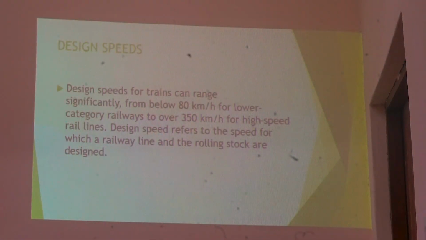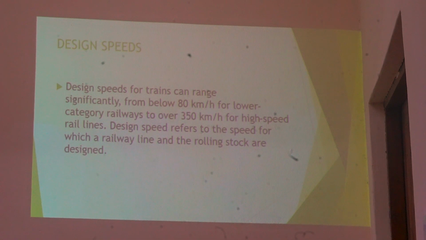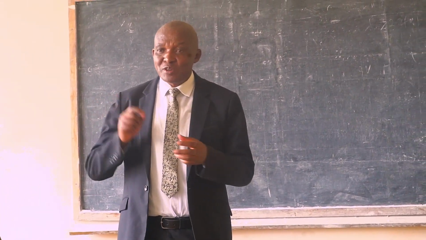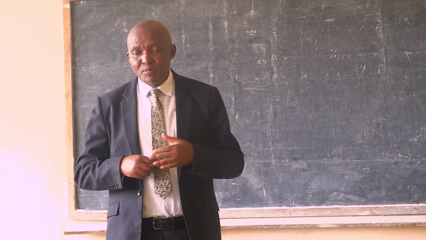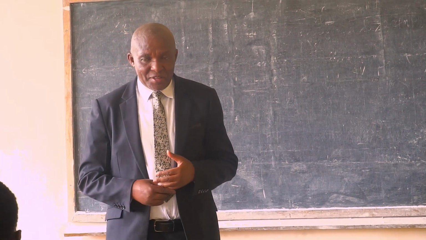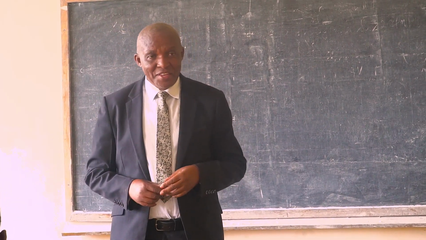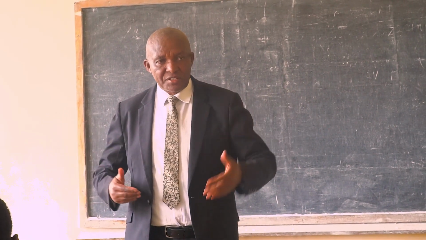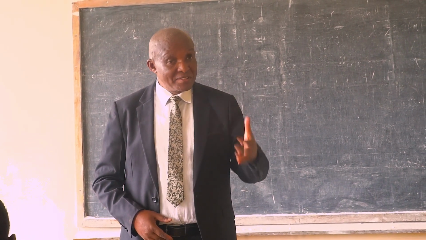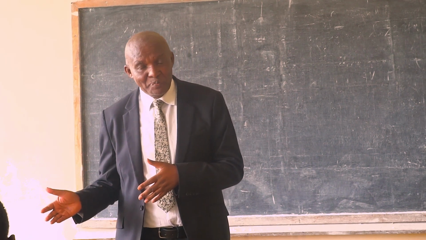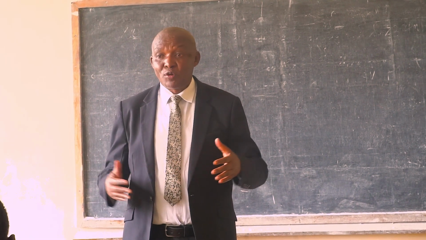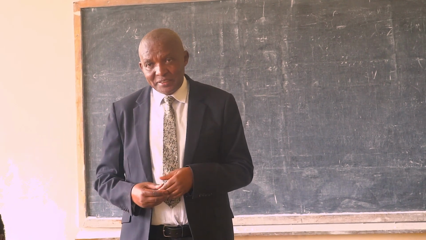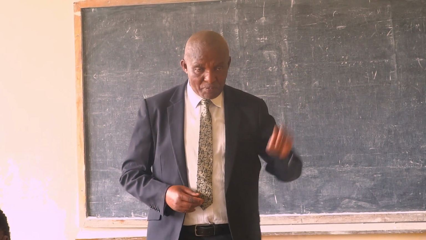The design speed refers to the speed for which the rail line and the rolling stock are designed. Rolling stock are the vehicles moving along the rail, like the construction trains used in construction, and even the locomotives carrying sugar cane and whatever. Those are called the rolling stock.